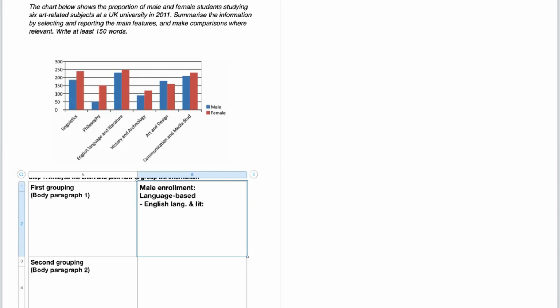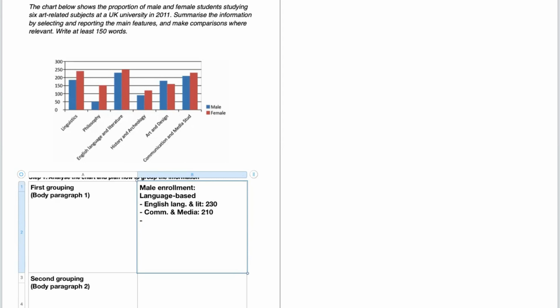And I'm going to just write out, I see English language and literature. And we can say that is about 230 because you see how it is right in between 200 and 250. So I've got English language and literature, 230. Secondly, I've got communication and media. That seems to be, I would say, around 210 because it's right above the 200 mark. So I'll say 210. Then we've got our third language-based, which is linguistics. And I'm going to say linguistics is around a 180. It's right in between the 150 and 200, but closer to 200. So I'll say 180.